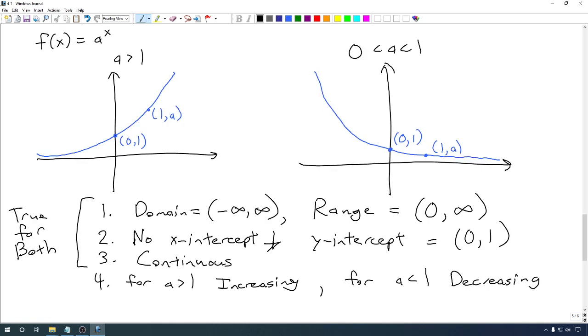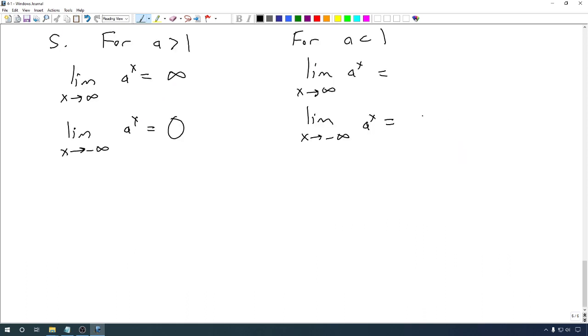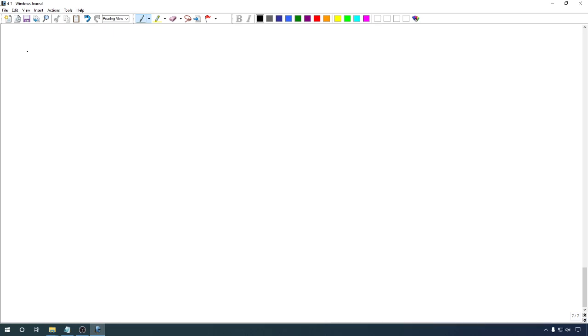Now, for a less than 1, those two are flipped. When we go to negative infinity, the function is going to infinity. When we go to positive infinity, our function is going to 0. So these are the other way around this time, so swap those. Those are the key features of an exponential graph. We can also use those ideas as a baseline along with transformations to graph functions based off of exponential functions. So let's take a look at a couple of those.